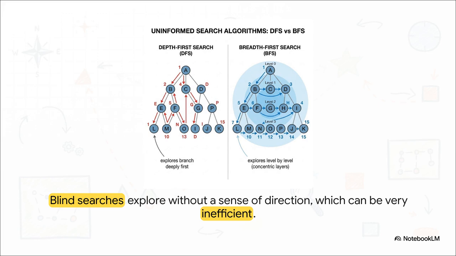On the left, depth first search just picks a path and goes as deep as it can until it hits a wall. Then it backtracks and tries again. On the right, breadth first search is more cautious. It expands outward like ripples in a pond. But here's the key. Neither of them has any idea where the goal is. They're just blindly exploring, which can be super inefficient.